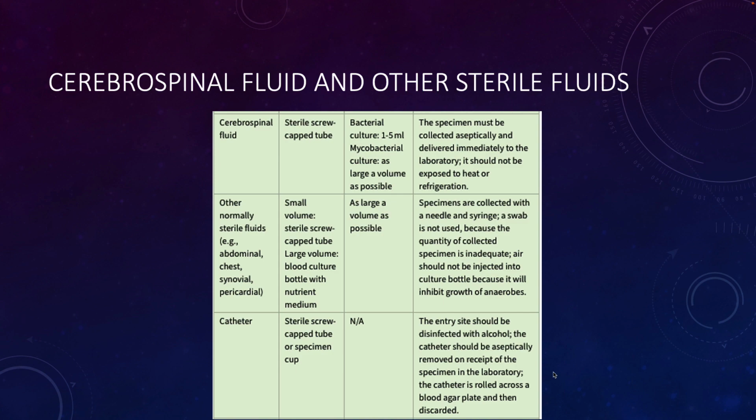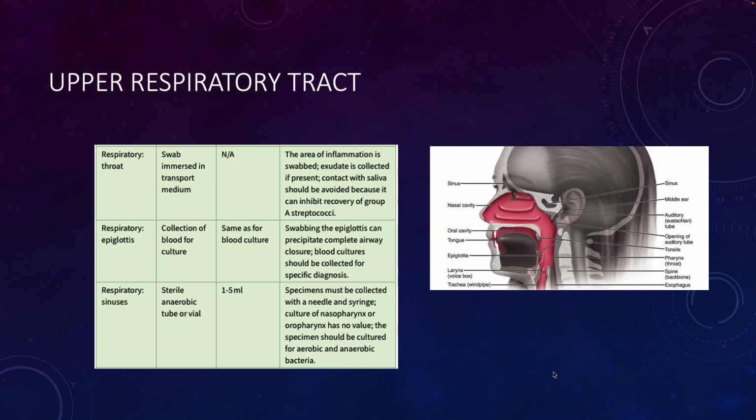And those are pretty straightforward. It gets a little more complicated when you start sampling in areas that have their own microbiome. So for example, if you are trying to sample the upper respiratory tract, if you suspect a patient has some sort of upper respiratory infection, you have to be really careful.